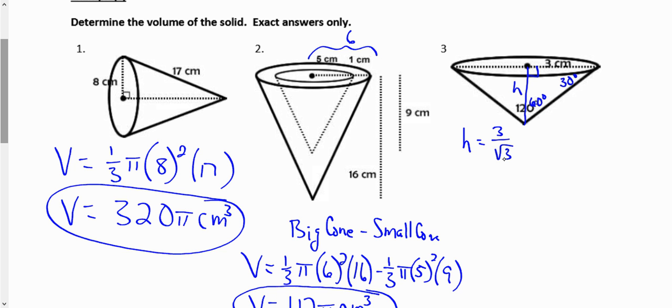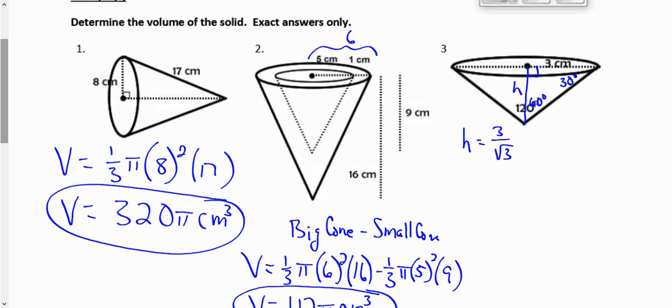Now let's see who can finish this out. Go ahead, take a shot at it. Just shout it out. 3 square root of 3. Well, we're missing one thing. Pi. 3 pi square root of 3, yeah? No? Well, take a good look at it then.